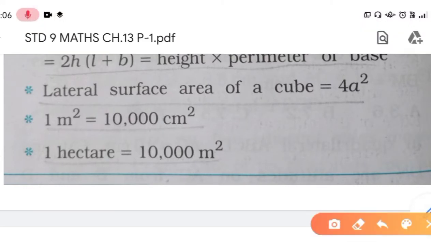Now here the relation between meter square and centimeter square is given, that you have to remember. It will become useful while we will do the examples. 1 meter square is equal to 10,000 centimeter square, and 1 hectare is equal to 10,000 meter square.